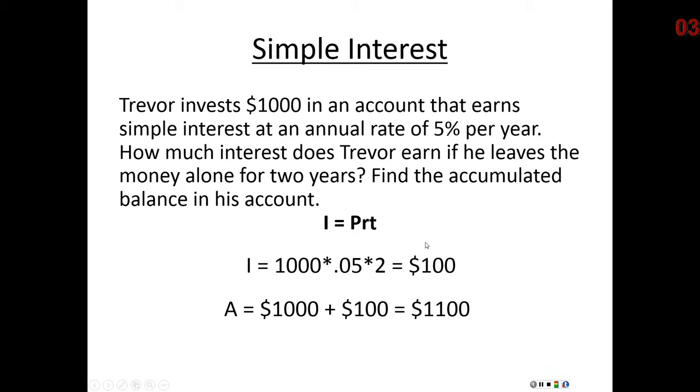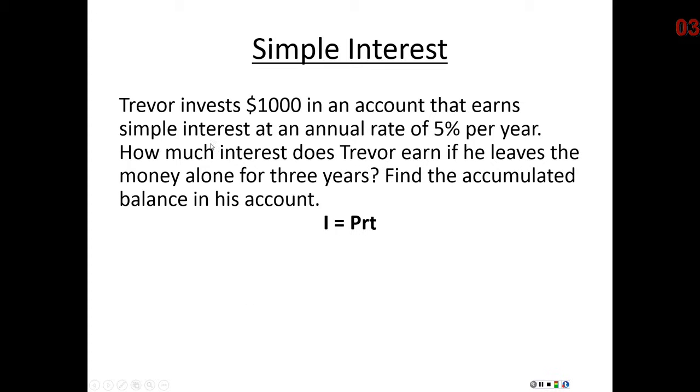But now, let's look at the next thing we have. Trevor invests $1,000 in an account that earns simple interest at an annual rate of 5% per year. How much interest does Trevor earn if he leaves the money alone for 3 years? So what's changing here is your time. Your rate is the same, your principal is the same, what's different is your time. So now we plug in 3 and we get $150. Again, every time you're accruing $50, not more than 50 each time.